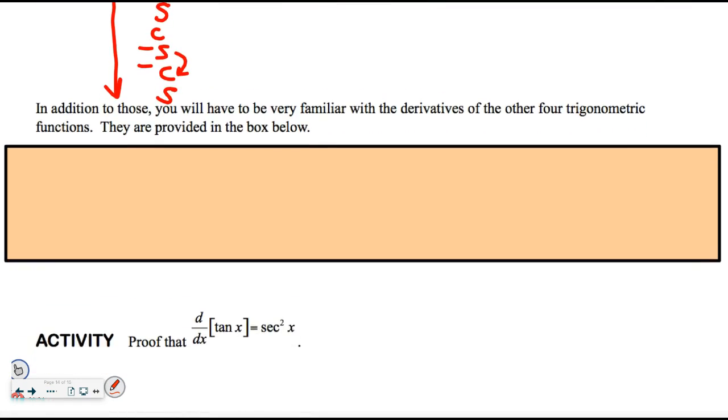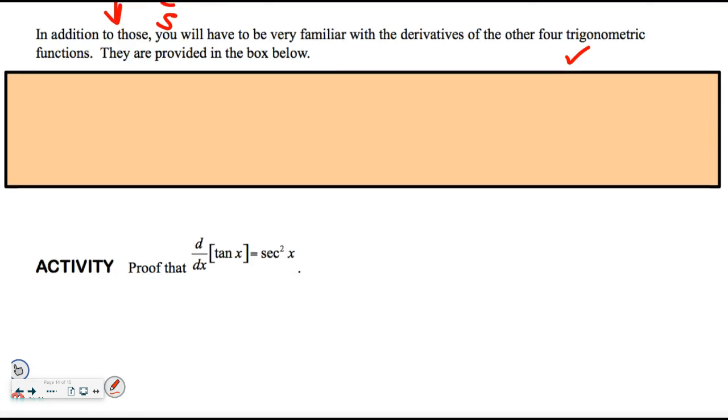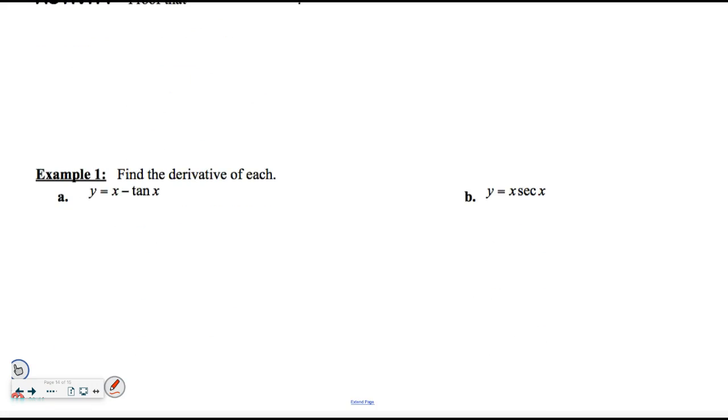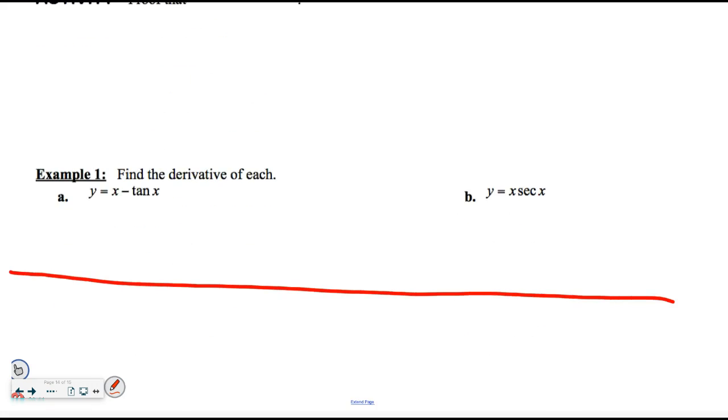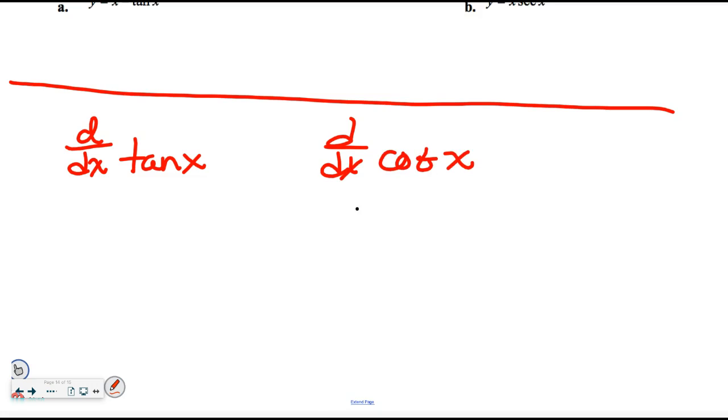Now, in addition to those, you will have to be very familiar with the derivatives of the other 4 trig functions. So also, what's the derivative of tangent? What's the derivative of secant? Cotangent, cosecant. I think whenever I color code these, it comes off as a black blob on yours. So I think you might want to write them down at the bottom where it's white. All right, so we're going to go up here and say, well, what is the derivative of tangent? And what is the derivative of cotangent? What is the derivative of secant? And what is the derivative of cosecant?